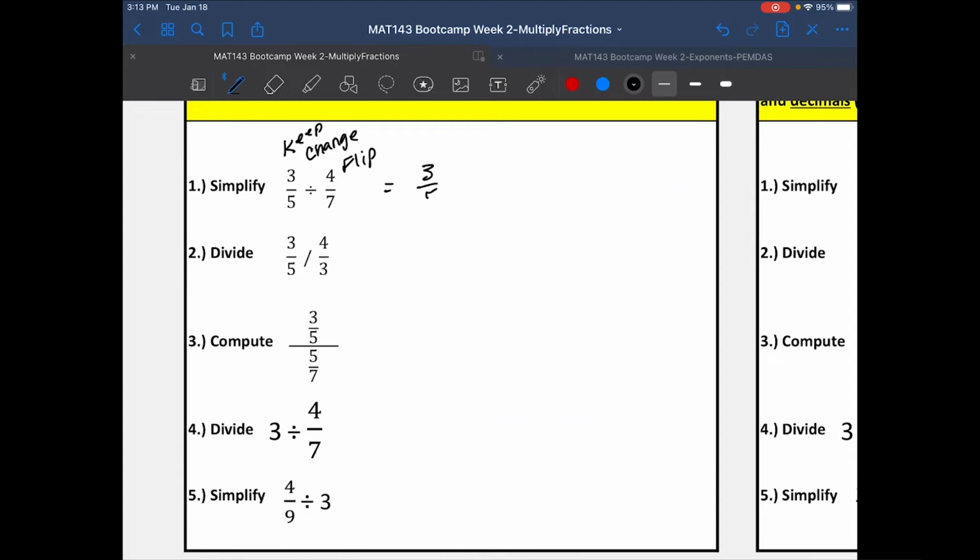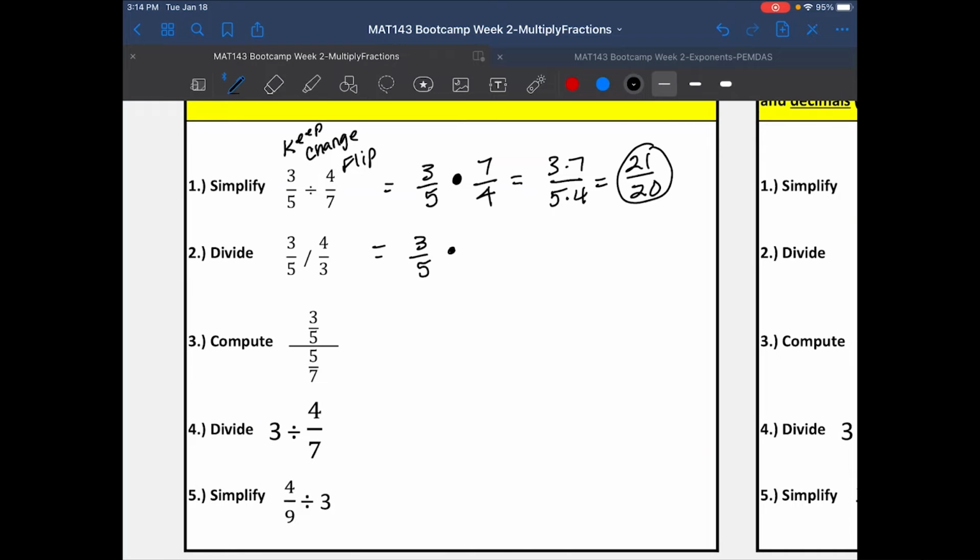So we keep the 3/5, we change the division into multiplication, and we flip, also known as reciprocal, find the reciprocal of that fraction that we're dividing by. So we're going to flip that fraction to 7/4. Now that we've turned division into multiplication, we're going to use the same skills we just practiced up above. So we have 3 times 7 over 5 times 4. We get 21/20.